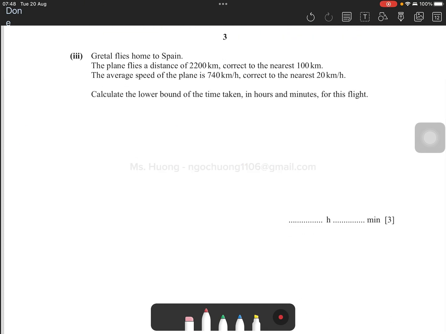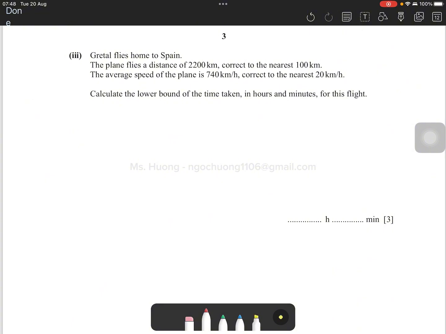Number 3. Rito flies home to Spain. The plane flies a distance of 2,200 kilometers, correct to the nearest 100 kilometers. So from this, we can find the upper and lower bound of the distance. The distance is equal to 2,200 kilometers. And it is correct to the nearest 100 kilometers. This means the margin of error is 100 kilometers.